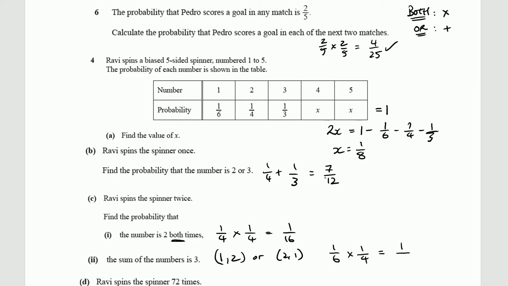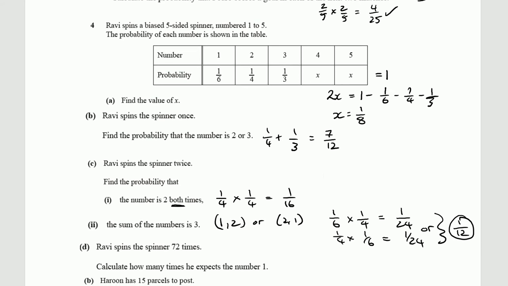That's 1/24. But of course it could happen the other way as well. A quarter times a sixth. That would also give me 1/24. And the sum of the numbers being 3 could happen if this or this happens. So we have to add them together. And if we add them together, our result becomes 1/12. So always pay attention to all the different ways in which the situation can come about when you're doing probability questions.